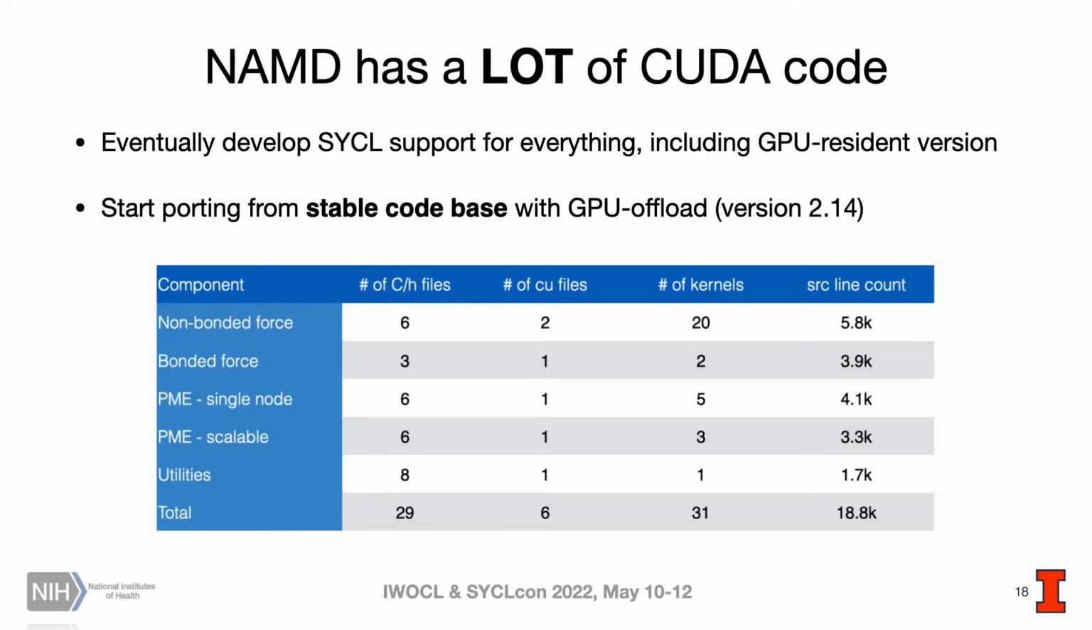NAMD has a lot of CUDA code. We eventually want to develop SYCL support for everything, including our recent GPU resident version. However, it made sense to start porting from a stable codebase with the GPU-Offload version. Note that the GPU-resident version depends on the force kernels from the GPU-Offload version, which alone requires porting around 20,000 lines of code.